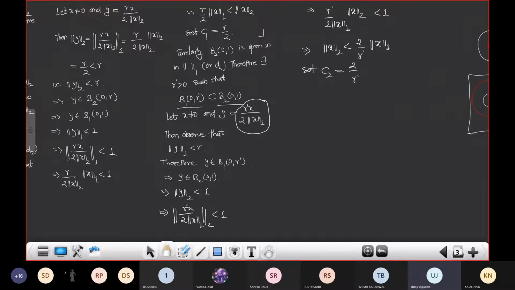This is your C1. This is your C2. Call this as alpha. Call this as beta. So what do you get from alpha and beta?